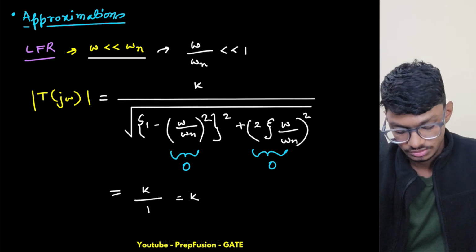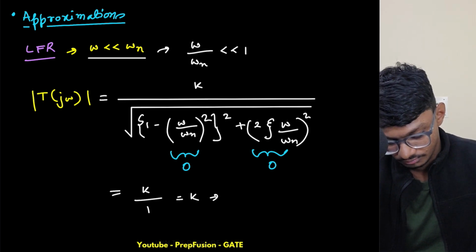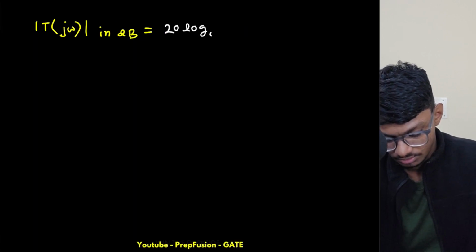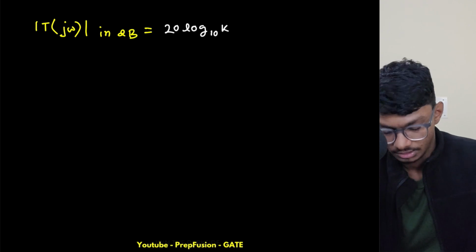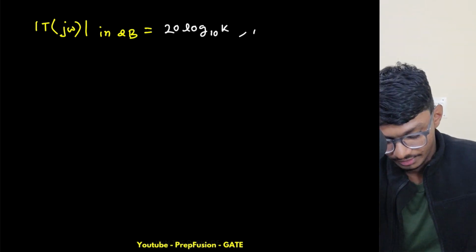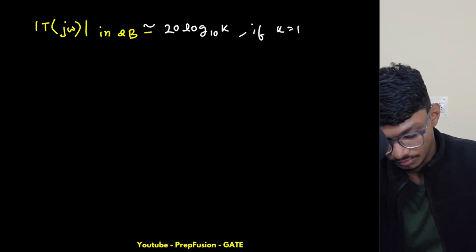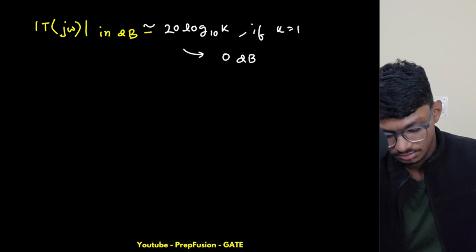In dBs, what will be the magnitude in dBs? In dBs it will be 20 log base 10 k. Now if k is 1, just do note this is an approximation, we are approximating it, it will be equal to 0 dBs. So this is the approximation.